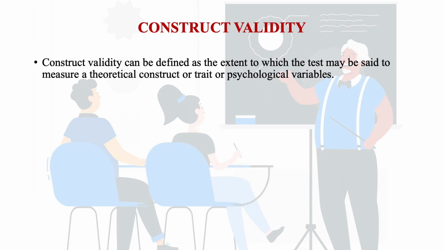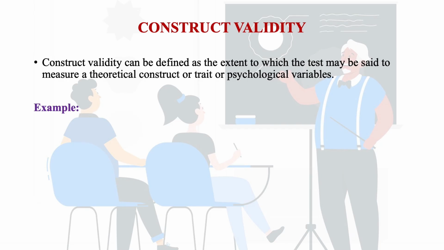Then further, another two validities, that is the construct validity and factorial validity. So friends, very briefly, try to understand what is construct validity. Construct validity can be defined as the extent to which the test may be said to measure a theoretical construct or a trait or psychological variables.